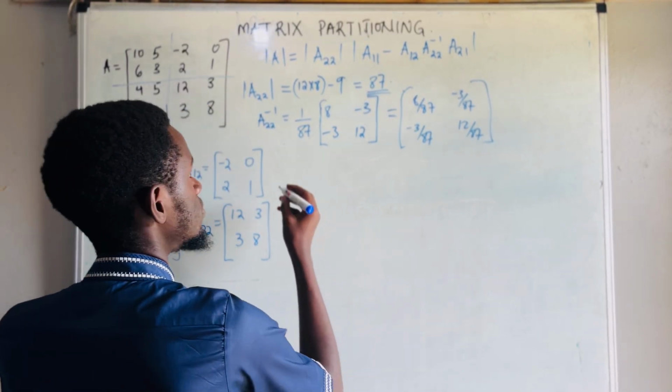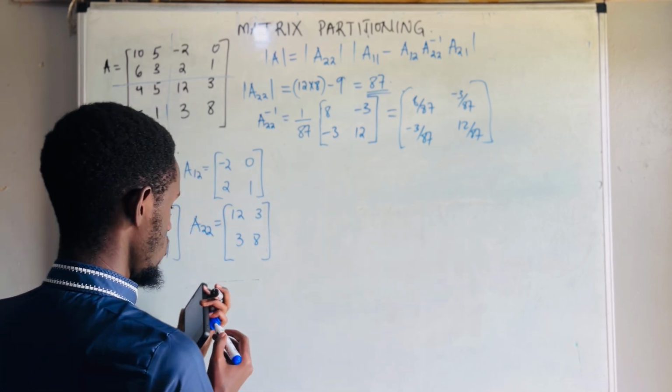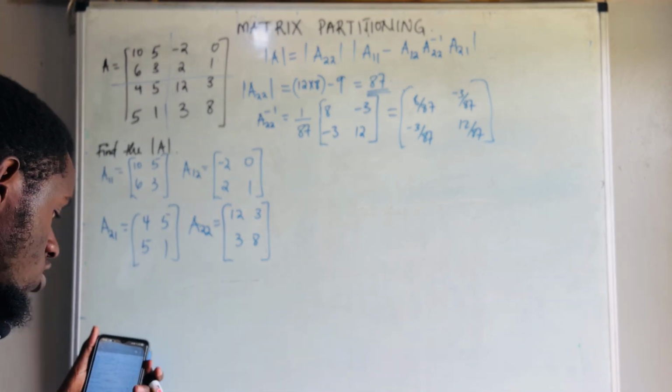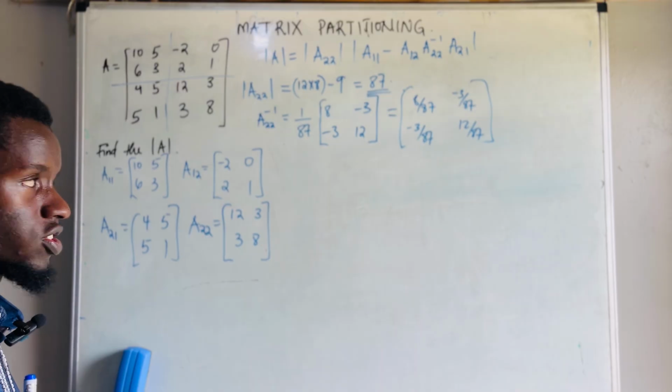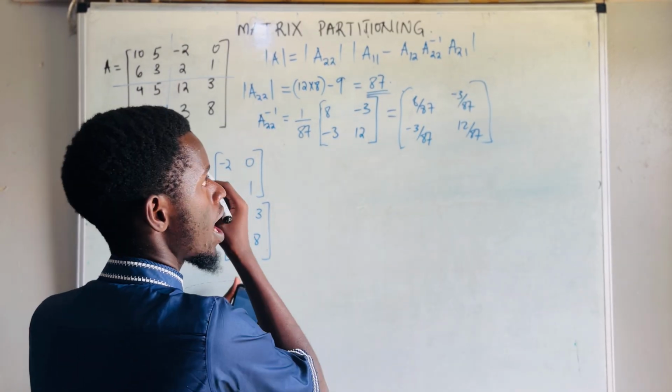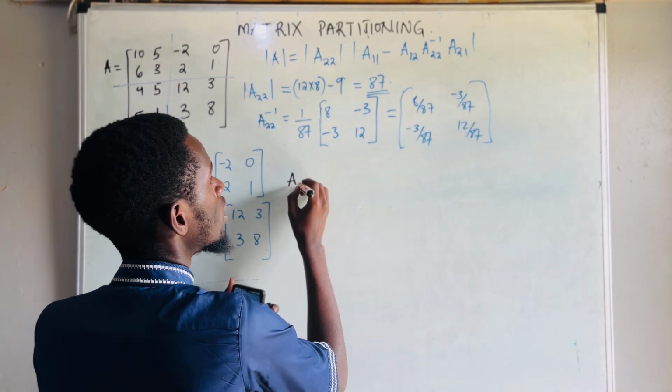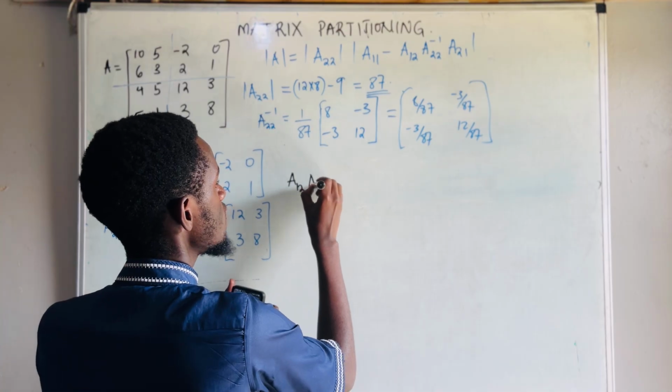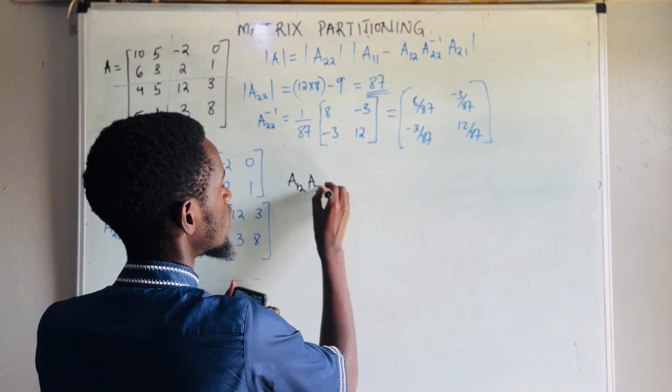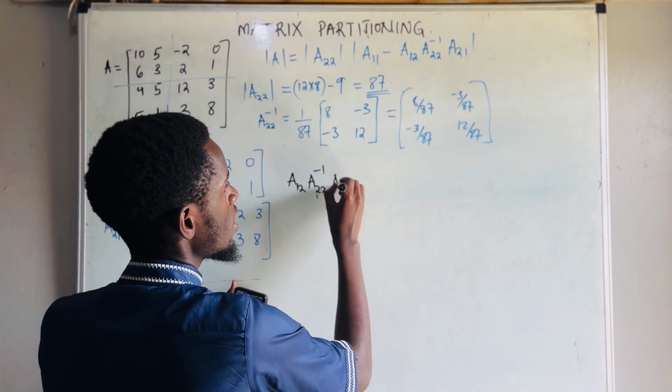Now let me first find this. Let me use a different marker because we have resources. I'm saying we are now finding A12 times the inverse of A22, times now A21.